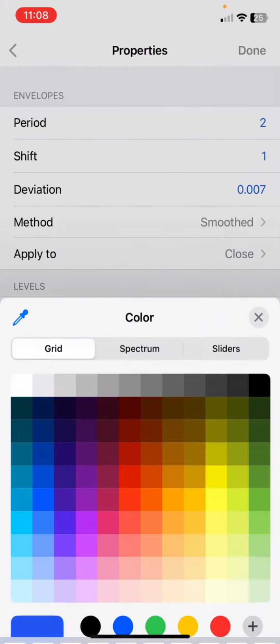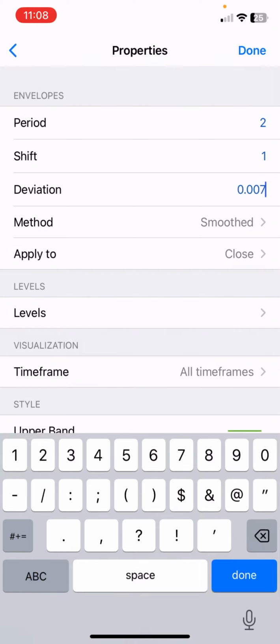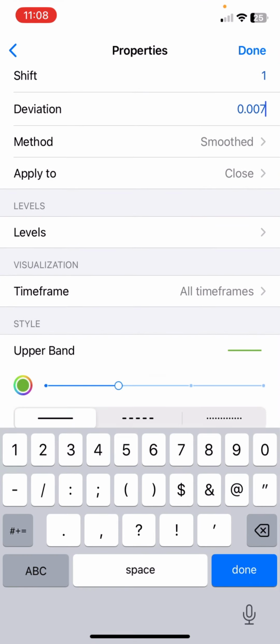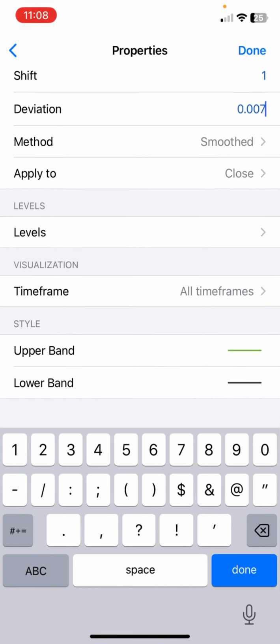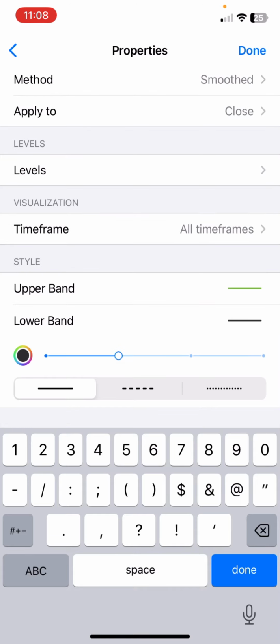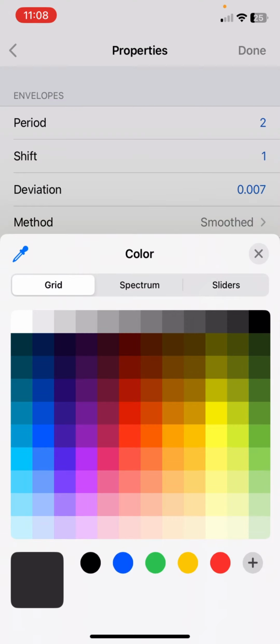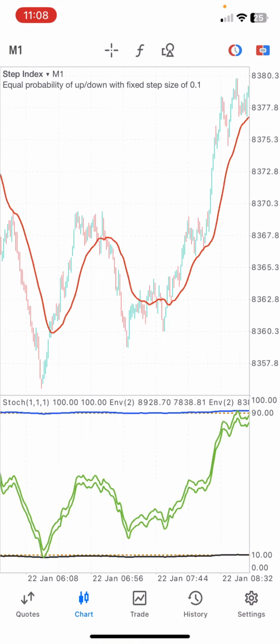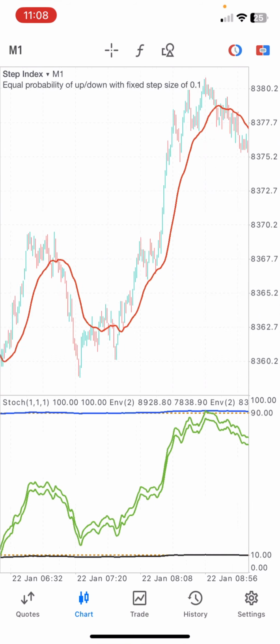And for the upper and lower band, we are going to be using the same color, which is the green color. So just set everything up as I do. Click on done when you set it up, and this is how your chart is going to look like.